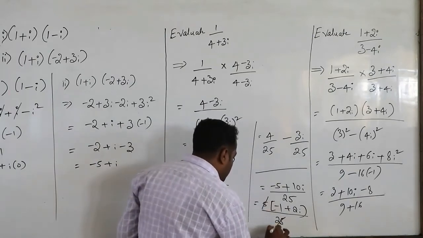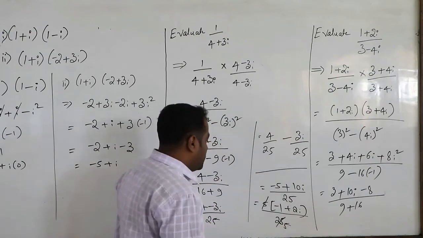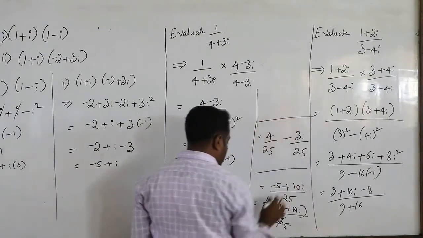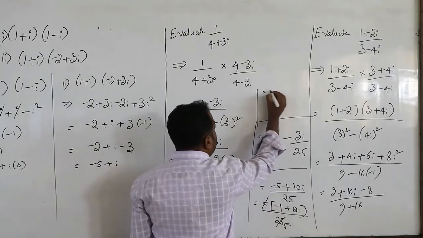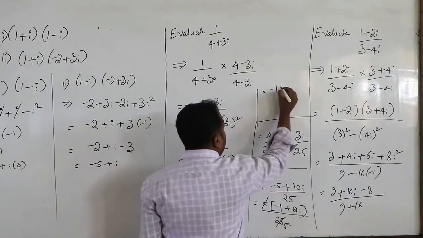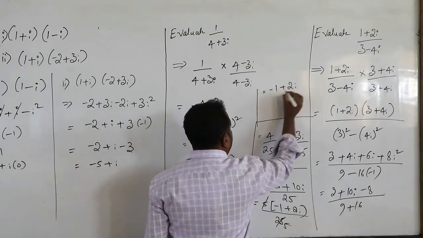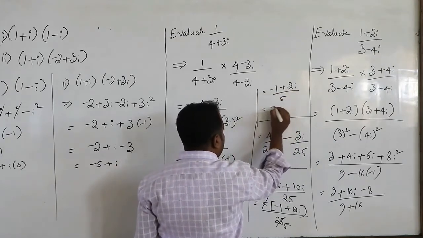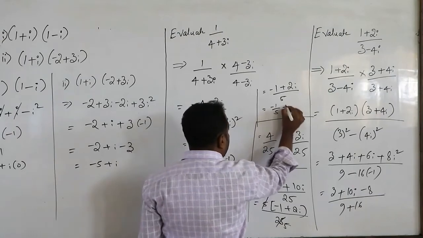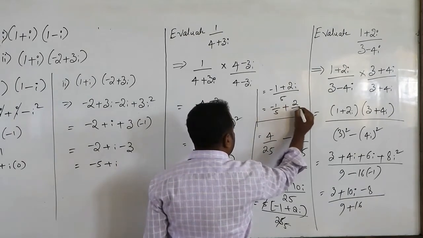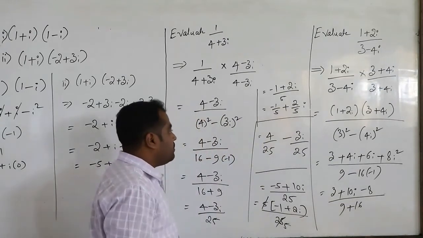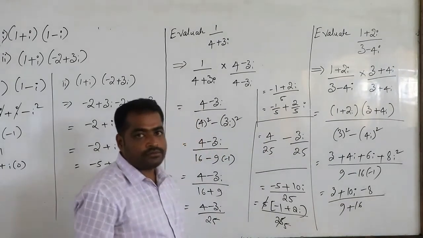5 ones are 5. So finally we will get (minus 1 plus 2i) whole divided by 5. A value is minus 1 by 5, b value is 2 by 5. Minus 1 by 5 plus 2 by 5 into i.